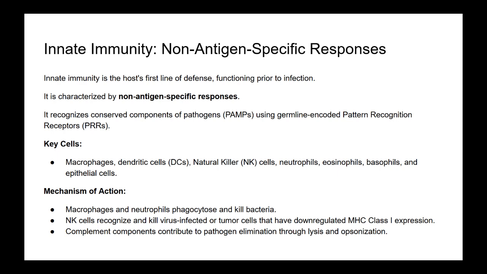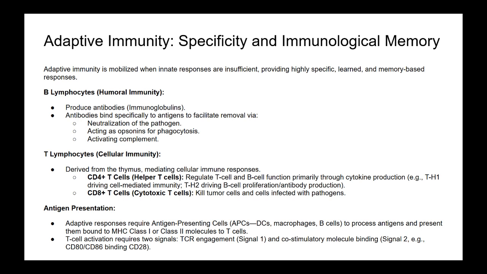For example, macrophages and neutrophils can phagocytose bacteria, effectively engulfing and destroying these microorganisms. Natural killer cells recognize and target virus-infected cells or tumor cells, especially those that have reduced the expression of major histocompatibility complex class I molecules. Additionally, components such as the complement system contribute to pathogen elimination through processes like cell lysis and opsonization, which marks pathogens for destruction. Adaptive immunity is activated when the innate immune response is insufficient.